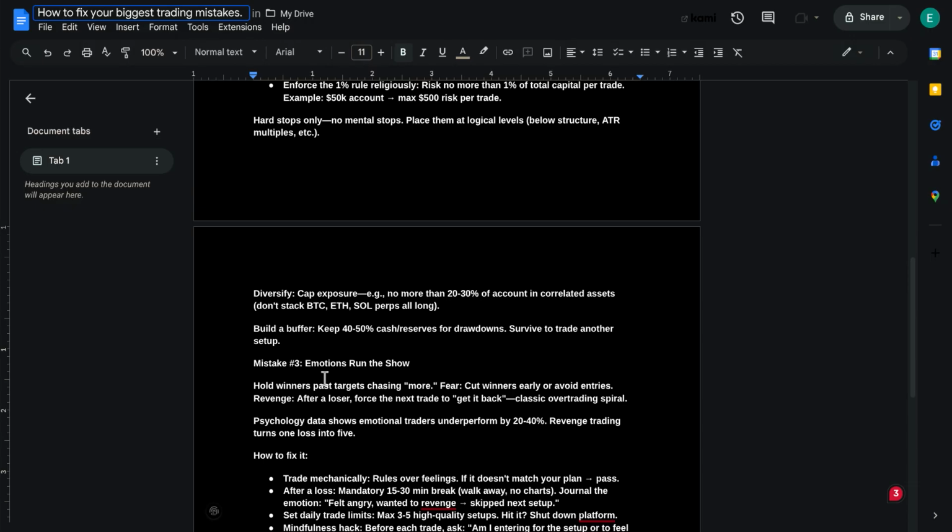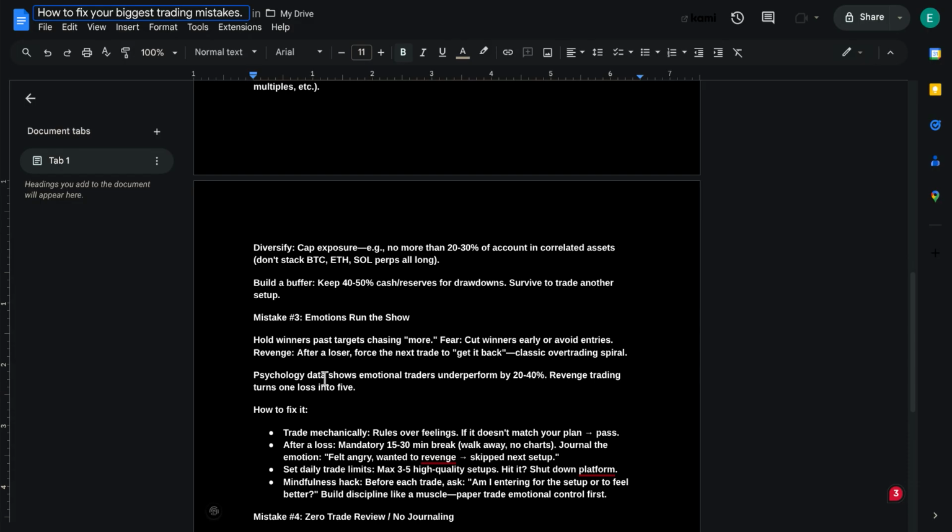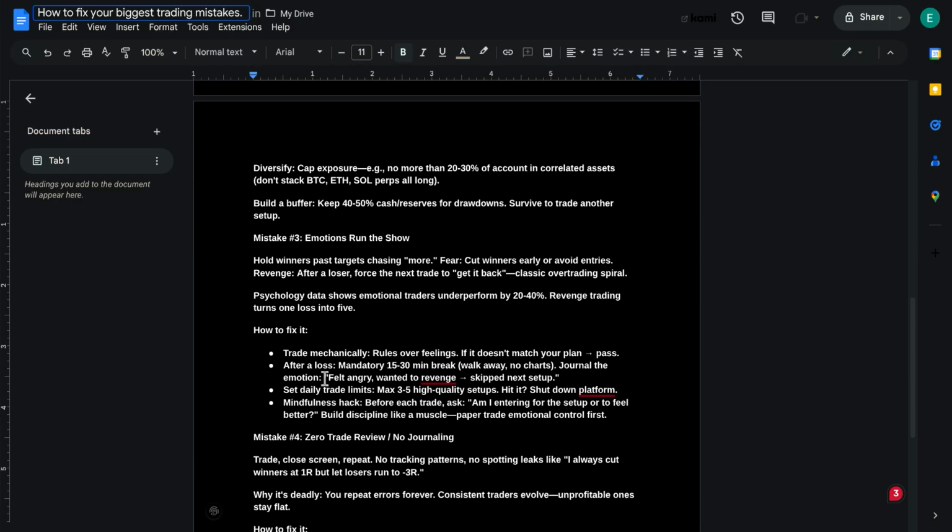You hold winners past targets, chasing more. And when you're fearful, you cut winners early or avoid entries. And even you revenge trade. After a loser, you force the next trade to get it back. And this just goes into a classic overtrading spiral that you'll never get out of. Psychology data shows that emotional traders underperform by 20 to 40%. Revenge trading turns one loss into 5.